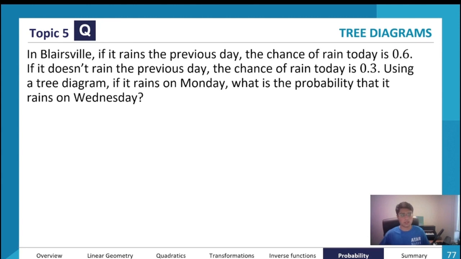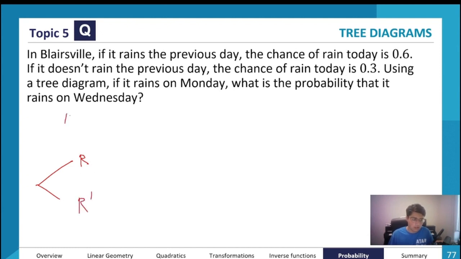So we've got another question here. In Blairsville, if it rains the previous day, the chance of rain today is 0.6. If it doesn't rain the previous day, then the chance of rain today is 0.3. So using a tree diagram, if it rains on Monday, what is the probability that it rains on Wednesday? Okay, so we'll set up our tree diagram. The first event is it raining on Monday, so we'll call that rain on Monday, or it doesn't rain on Monday.